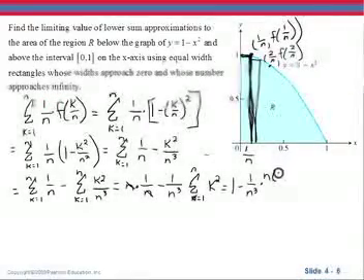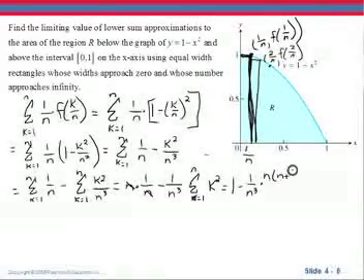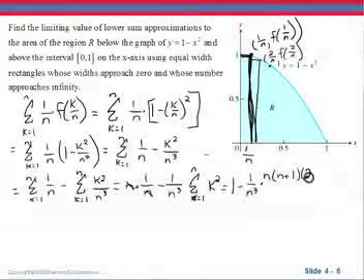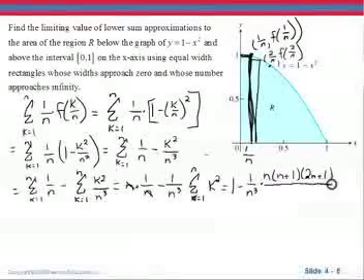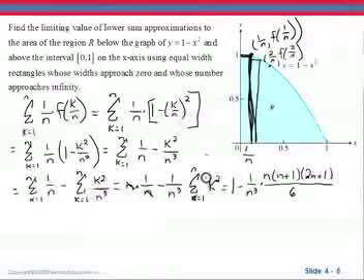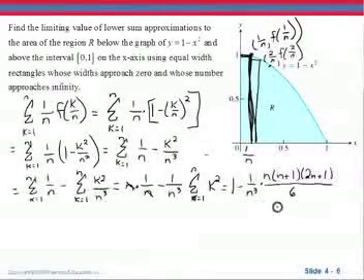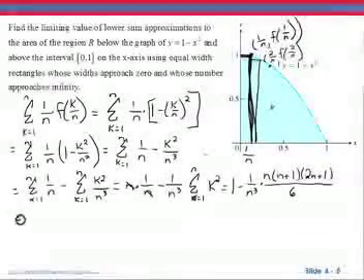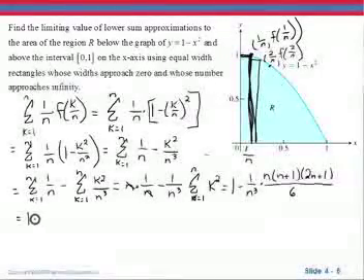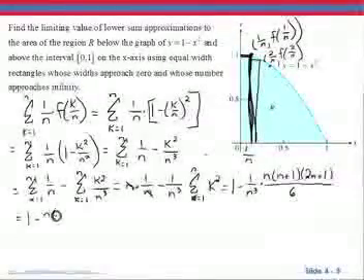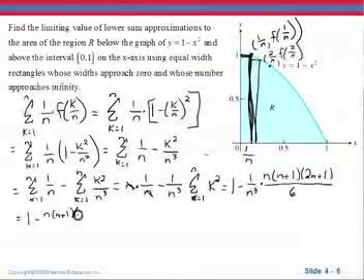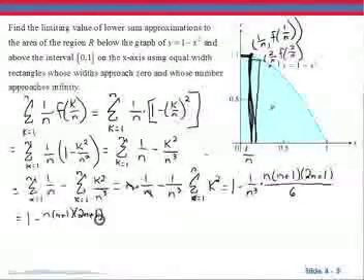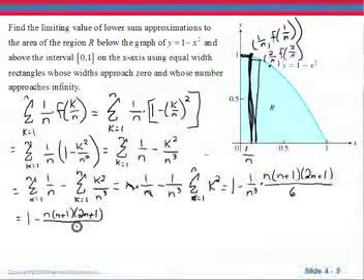n times n plus 1 times 2n plus 1 over 6. Now notice I don't have any sum symbols anymore. I've eliminated my sums. I've used the constant rule, the constant multiple rule, and the rule for the sum of squared terms. This will give me 1 minus n times n plus 1 times 2n plus 1 over 6n cubed.